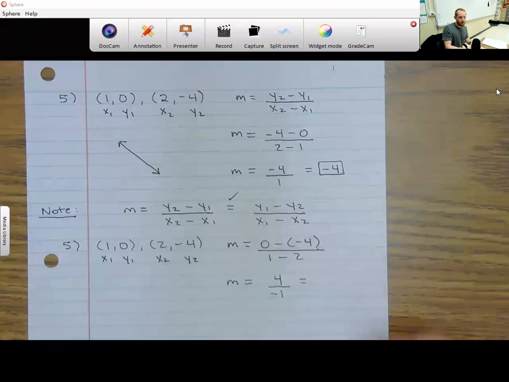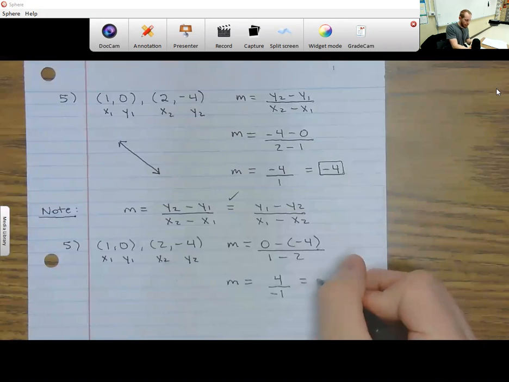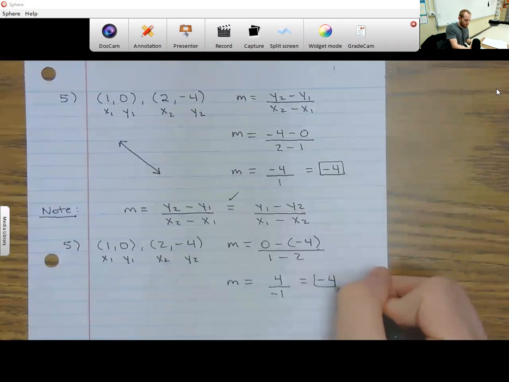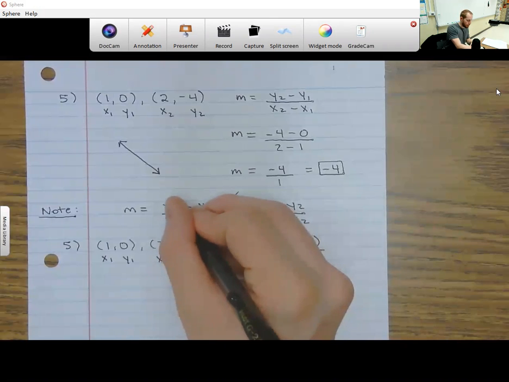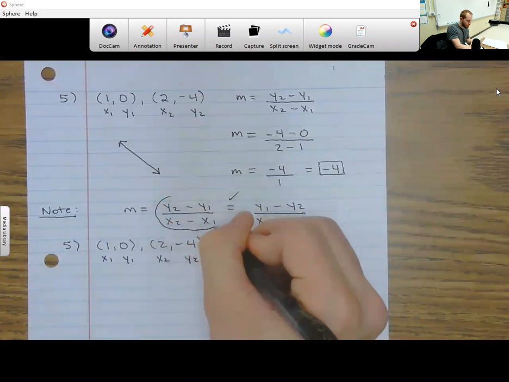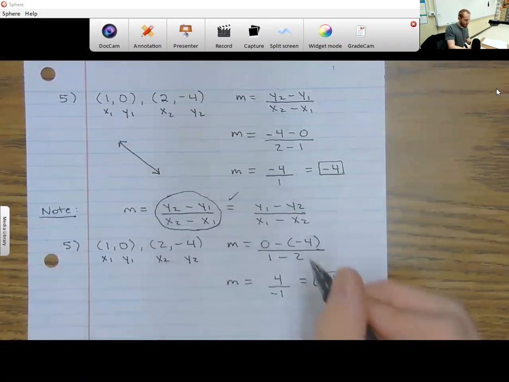And then what happens when I divide these two numbers? I'm going to get the exact same answer that I did up there, right? I'm still going to get a -4. So both of these formulas work. It's just, you got to choose which one you want to use. And typically, we teach this one because it's the easiest to remember. But they both work.